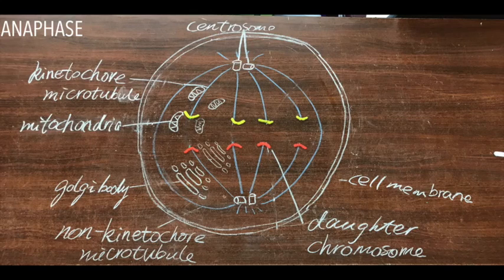Anaphase. The centromeres holding sister chromatids break apart as the kinetic core microtubules begin to shorten. Each chromatid, which are separated to opposite ends of the cell making a V-shape, are now called daughter chromosomes. The cell elongates as non-kinetic core microtubules lengthen.